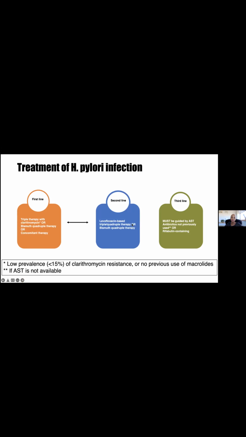So you can use a levofloxacin-based therapy, a triple or quadruple, or you can use bismuth if you hadn't used it in the first instance. And then importantly, for third line therapy, in those that are resistant to your initial therapies, the guidelines suggest that this must be guided by antimicrobial sensitivity testing, but alas, this is not available in our setting. And of course, again, you can use antibiotics that you had not previously used, or then you can go to a rifabutin-based regimen.